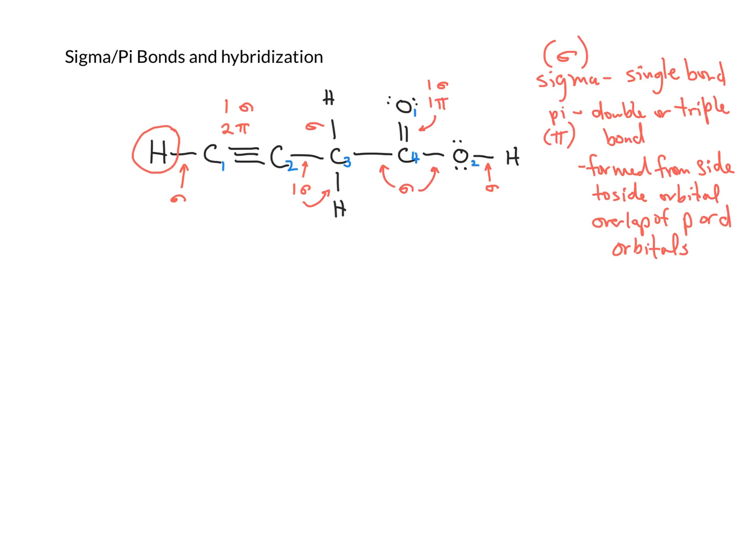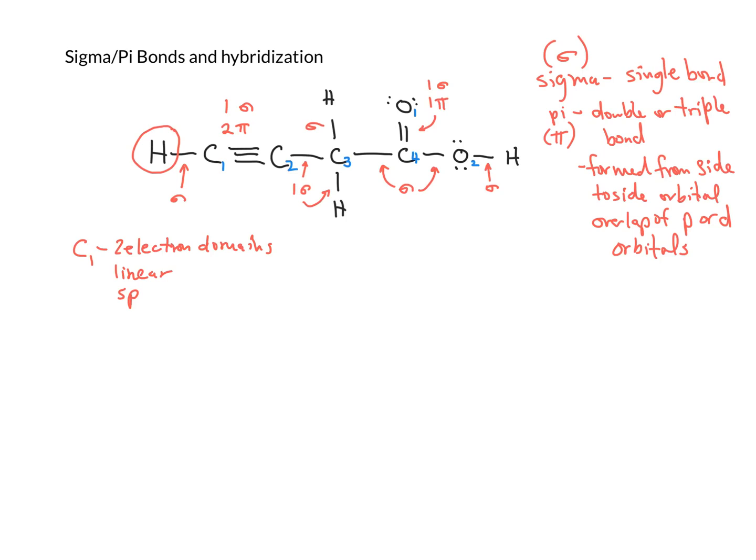So carbon 1 has 2 electron domains. It has a carbon-hydrogen single bond to the left and a carbon-carbon triple bond to the right. So because I have 2 electron domains, I'm going to be linear. And if I'm linear, I would be sp hybridized. I need 2 electron domains. I need 2 hybrid orbitals. So I would be sp hybridized.